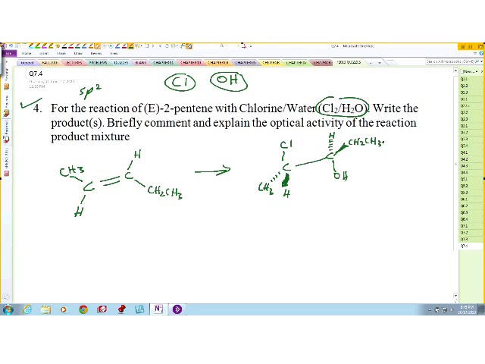Yes. Why is hydroxide on the right side? Can chlorine and hydroxide switch? Yes, you could start with hydroxide. It doesn't really matter. Okay.